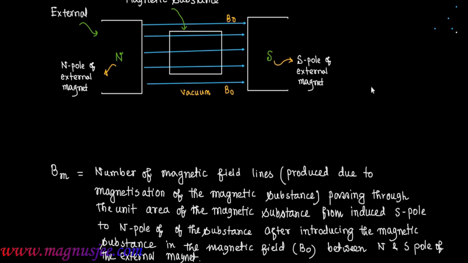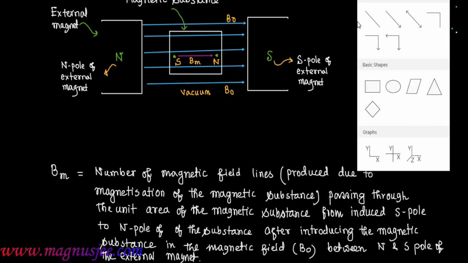This is the north pole of the external magnet which produces the magnetic field induction B0, and south pole, that is S pole, is induced at the nearer end of N pole of the external magnet, and also north pole is induced at the farther end with respect to N pole of the external magnet. We can denote magnetic field lines produced due to magnetization.